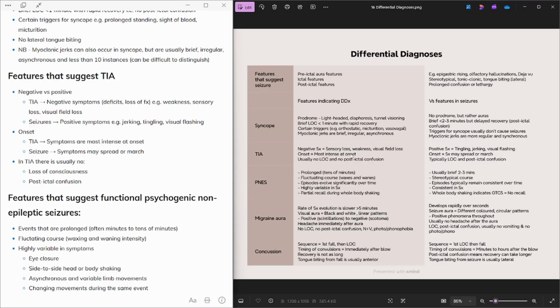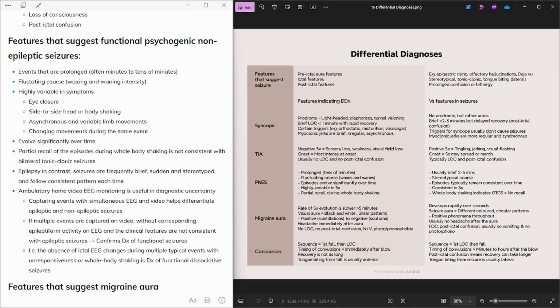If it's a generalized tonic-clonic seizure, then that is very easily distinguishable from a stroke, because strokes don't tend to have tonic and clonic jerks. And in seizures, the symptoms may spread or march. In strokes and TIAs, there usually is no loss of consciousness and no post-ictal confusion, whereas in seizures, they can have loss of consciousness and post-ictal confusion.